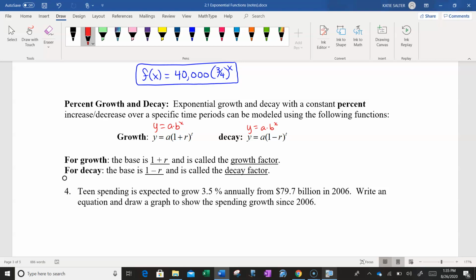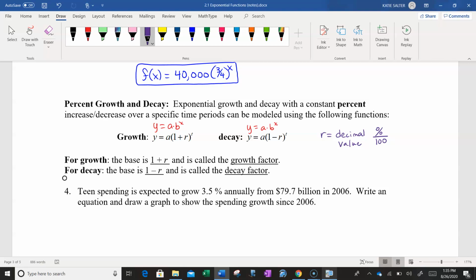All right, so what we mean by that when we say that, r represents the decimal value for the percent. So if something's like increasing by 5%, we'd have to change it to a decimal and make it 0.05. So let's make sure we note that over there, where r is the decimal value. In other words, you would do percent divided by 100 to get that r.